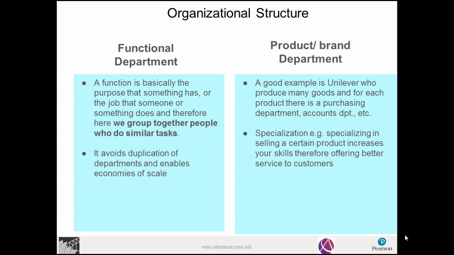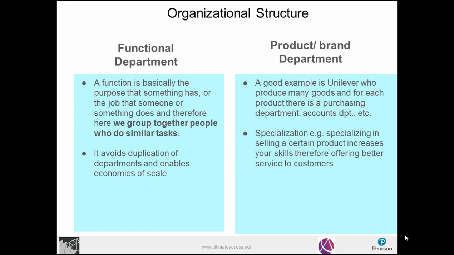Now, with the product and brand department, what I like to do here is to give examples. Let me give you an example of Coca-Cola, for instance. You find that Coca-Cola tends to sell different types of sodas. So they might have a department for every type of soda, be it Coke, be it Sprite, be it Fanta, and the others.